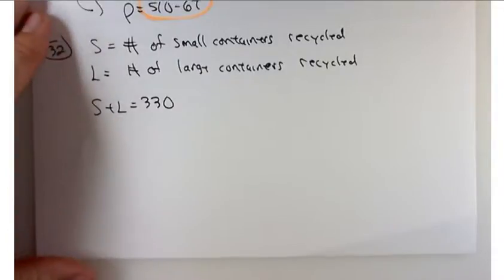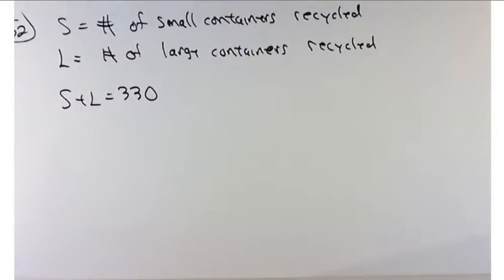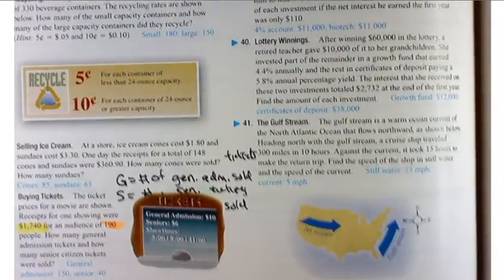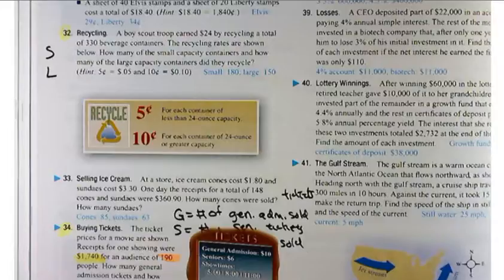All right, so that's one equation. If you notice, we have two unknowns, so we need another equation. Where do you think that other equation is going to come from? Any suggestions? Where's that other equation going to come from?